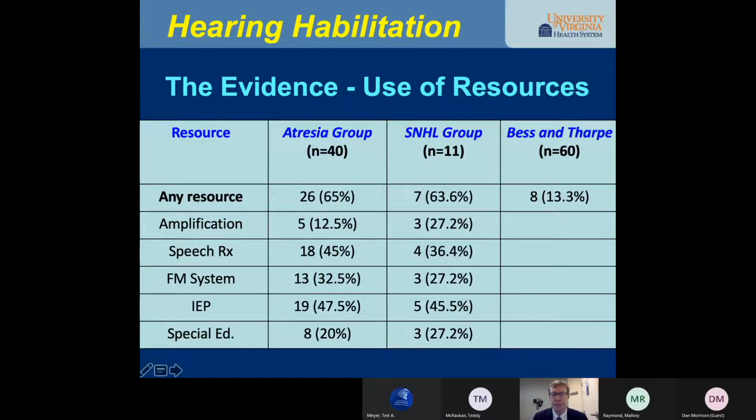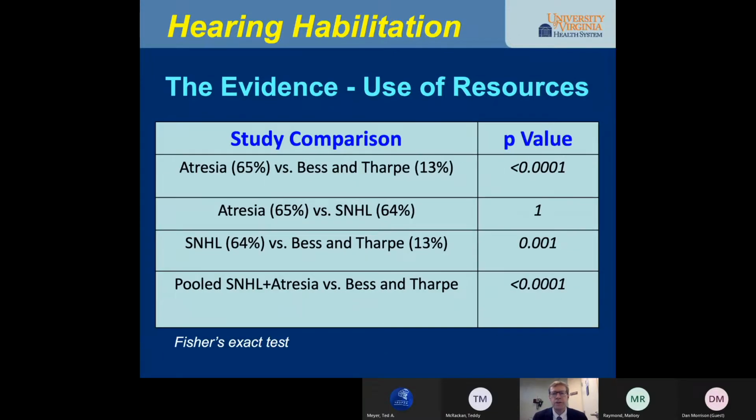Speech therapy and FM systems were fairly popular. IEPs were important. So I always tell folks, don't forget to remind parents to put in place IEPs or 504 plans for their child. At least they can sit near the front of the class. When we looked at use of resources, our atresia kids used resources much more than the Bess and Tharp group, but our atresia kids did not use resources any more or less than our own sensorineural hearing loss group. Our own sensorineural hearing loss group used resources with much greater prevalence than the children in the Bess and Tharp group.